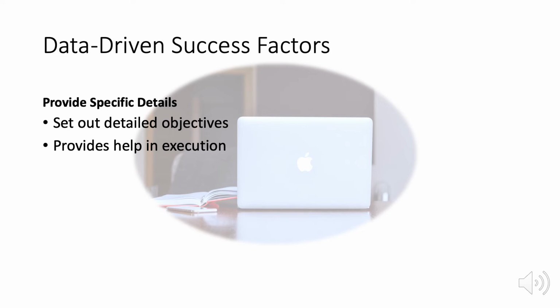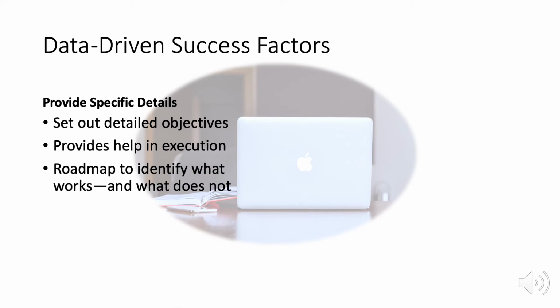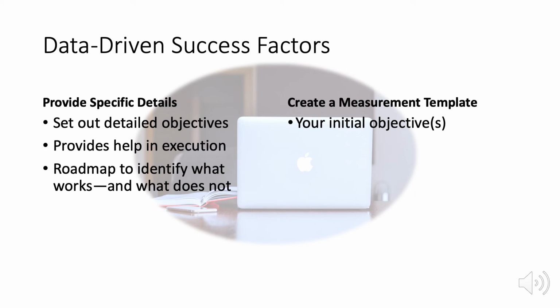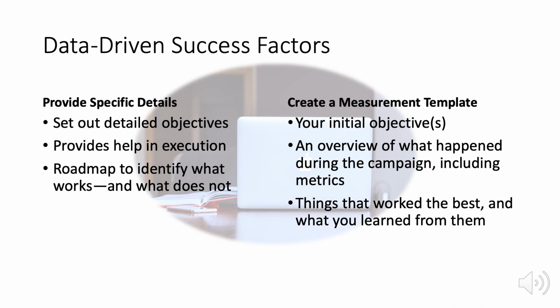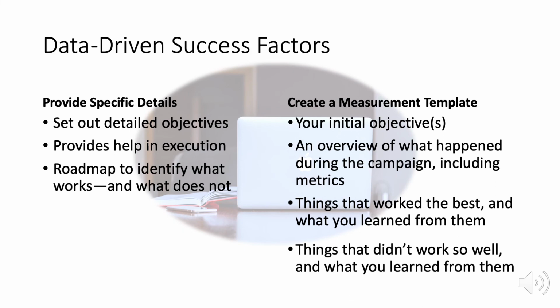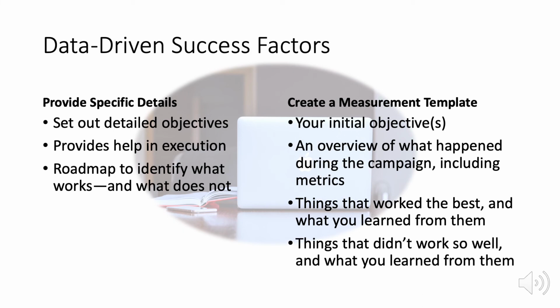Once you've selected the metrics for your campaign, put together a success measurement template that's easy and provides valuable insight. It's something you can use and modify as necessary with each campaign and can be reused on a campaign-by-campaign, quarterly, biannual, or annual basis. A success template might include things like your initial objectives, an overview of what happened during the campaign, including metrics, things that worked best and what you learned from them, things that didn't work so well and what you learned from those.